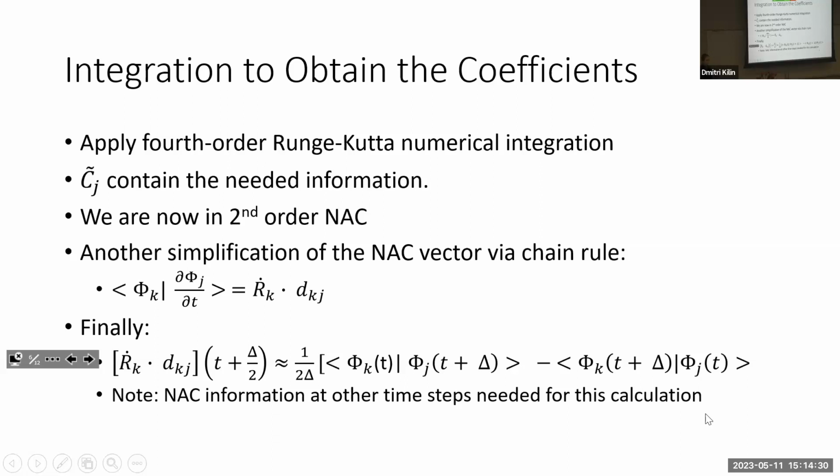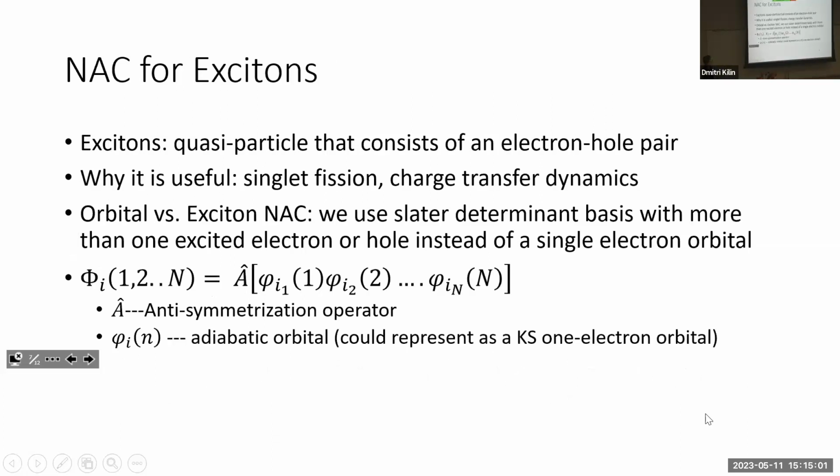We've moved on to second-order non-adiabatic coupling. We could also rename our non-adiabatic coupling vector like so. And with that, we get this final expression for the non-adiabatic coupling vector. And that can help us find what our coefficients are. And note that for these electronic adiabatic terms, we have two different time steps. So if you've done non-adiabatic couplings, you'll note that you at least need two different time steps to get a calculation.